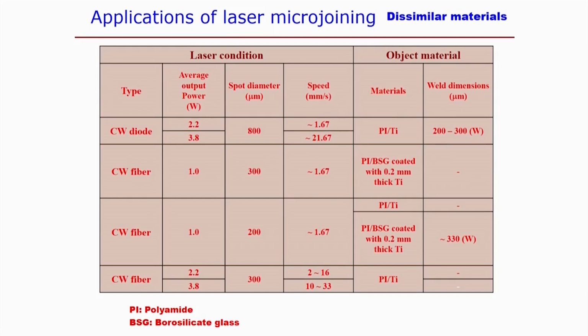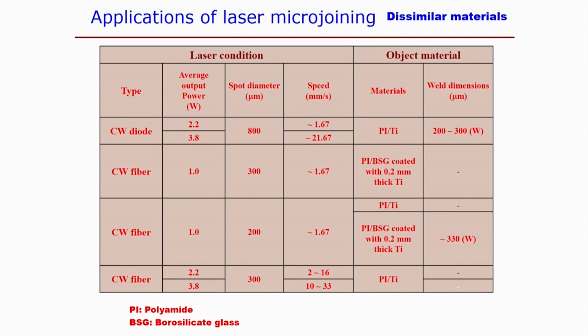Here we observe that typically a continuous wave diode laser or fiber laser is normally used. Average power output is around 1 watt minimum to 2.2 watts, and spot diameter may be 300 micrometers, with different speeds, but we observe the application of the laser in different types of material in the case of dissimilar combinations of material.